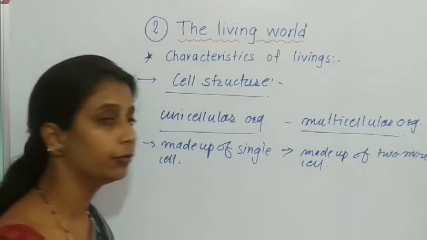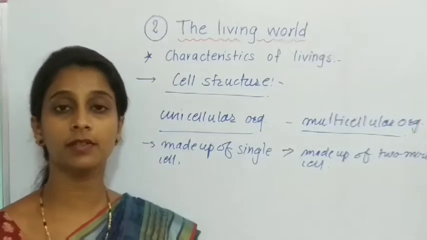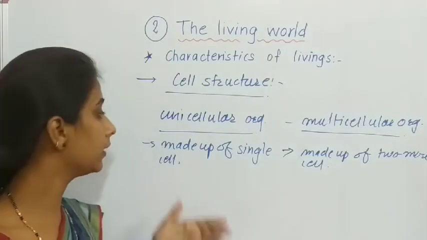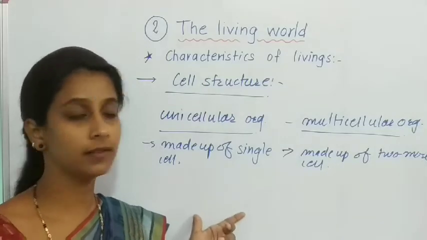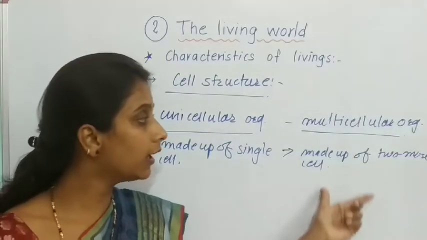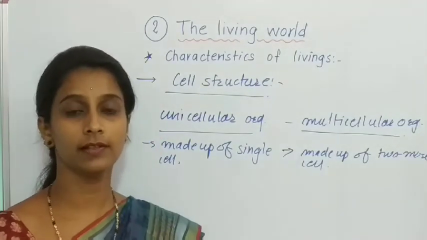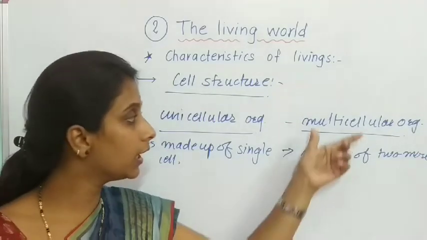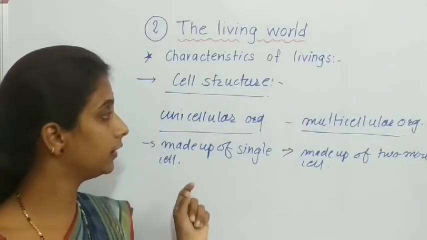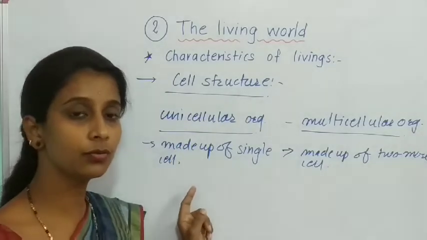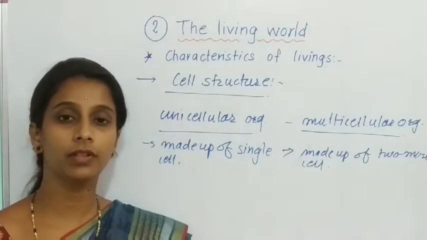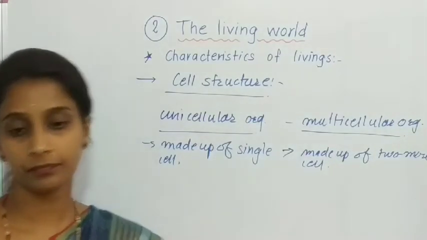Okay, so in the group of unicellular organisms, we know the examples amoeba and paramecium. They come under this group. Where all the complex organisms like human, dog, tigers are there, they have many cells inside their body, so they are called multicellular organisms. In this way, according to the cell structure, they are divided into these two groups, unicellular and multicellular. Okay, so this is about the last characteristic of living organisms. We will see the next part.